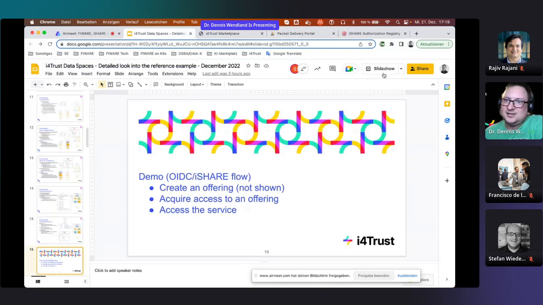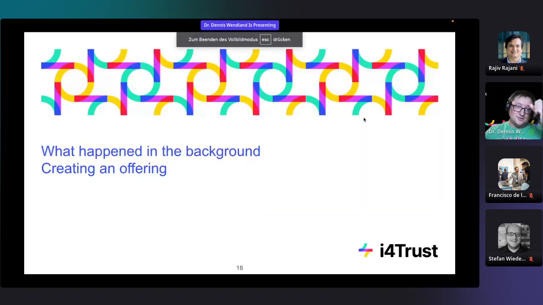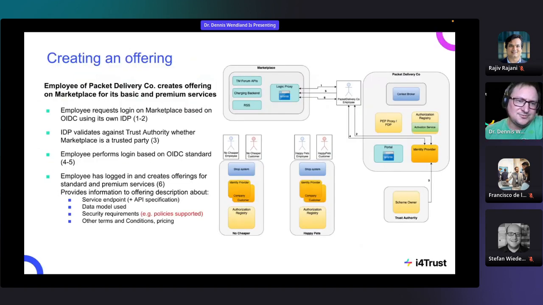And so coming back to the presentation, to have a look at what actually happened in the background. I didn't show how to create an offering because it's rather simple, and we have seen it in Francisco's presentation. There's basically just some interactions when this employee logs in at the marketplace, chooses the IDP of the packet delivery company.